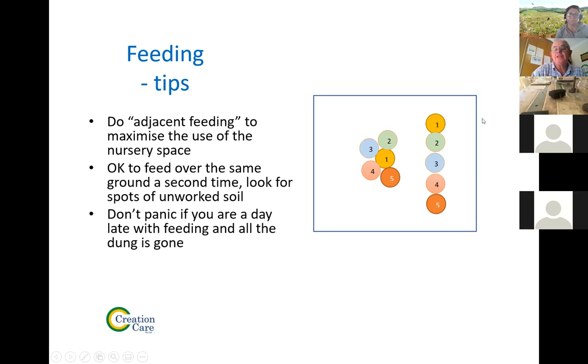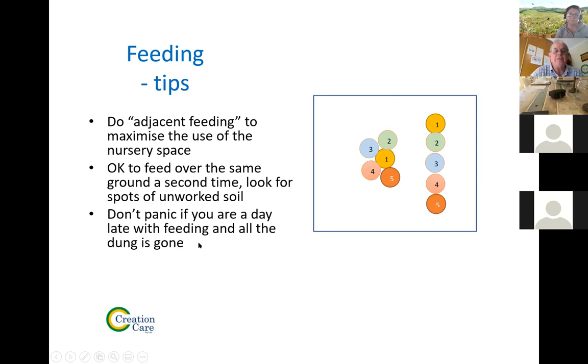Now, it's not ideal, you know, and it's not worth going to a bigger nursery because going over it twice doesn't happen all that much. But it's okay to do it if you've got a lot of activity, you're unsure where the dung is, just go over it again. And what you're doing, in essence, you might be destroying a few brood balls, but you're putting a lot more in there.